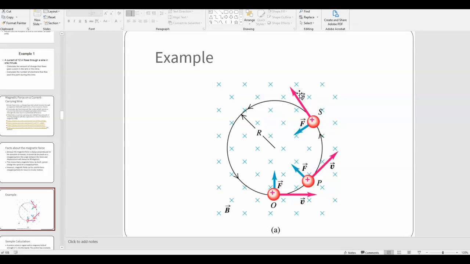And the same thing keeps happening, and the force always ends up perpendicular to the velocity, and so basically what we have is circular motion. In order for an object to move in circular motion, we learned about this last year, there has to be a centripetal force providing that inward pull for the object. And so in this situation, the centripetal force would be provided by the magnetic force.